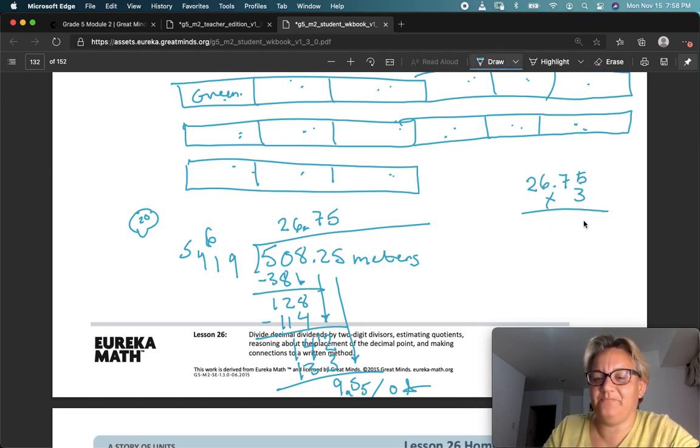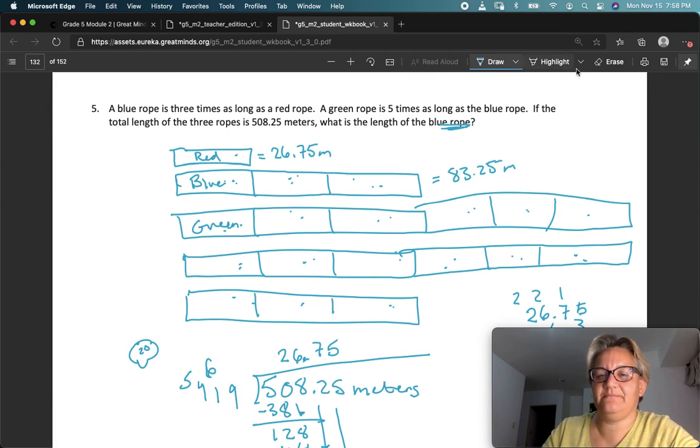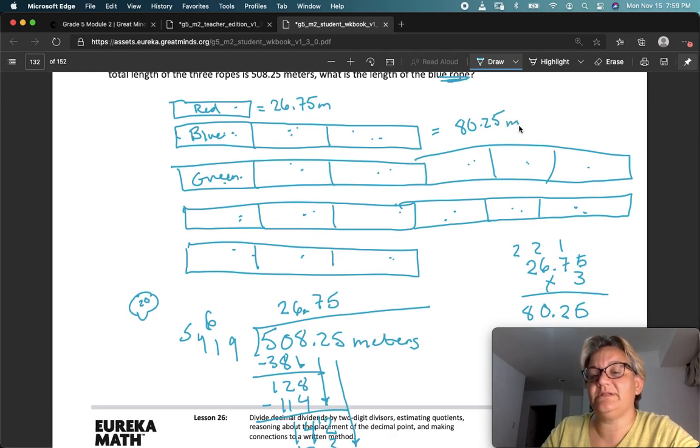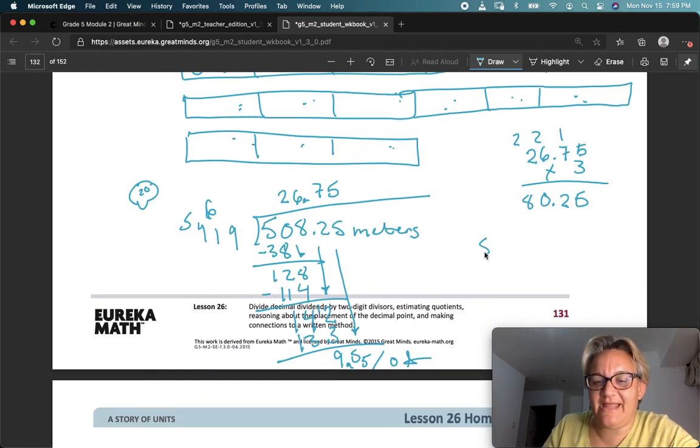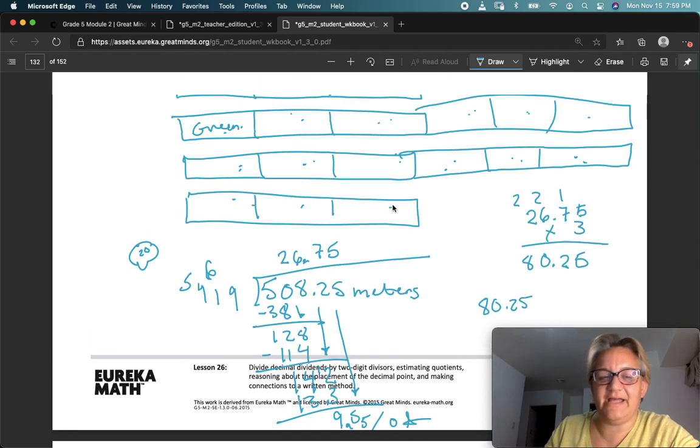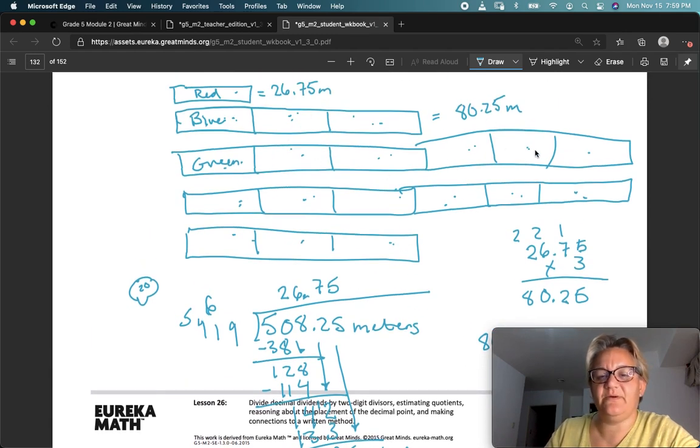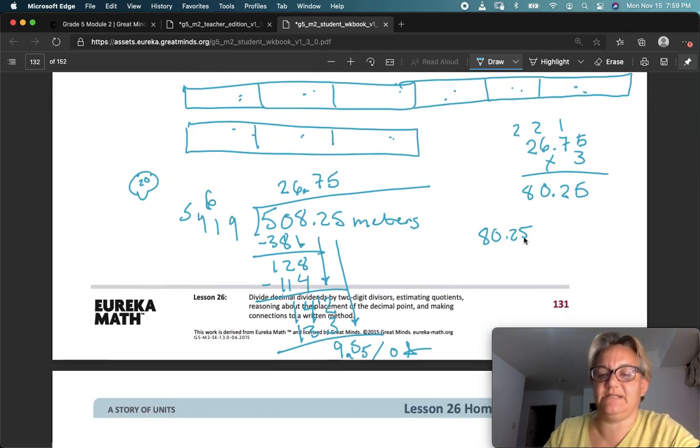Okay, let's try again. 15, carry the 1. 21 is 22, carry the 2. 18, 19, 20, carry the 2. 6, 7, 8, 80 and 25. Okay, now I'm really going to check my work. I'm going to multiply that 80.25 times 1, 2, 3, 4, 5, 6, 7, 8, 9, 10, 11, 12, 13, 14, 15.